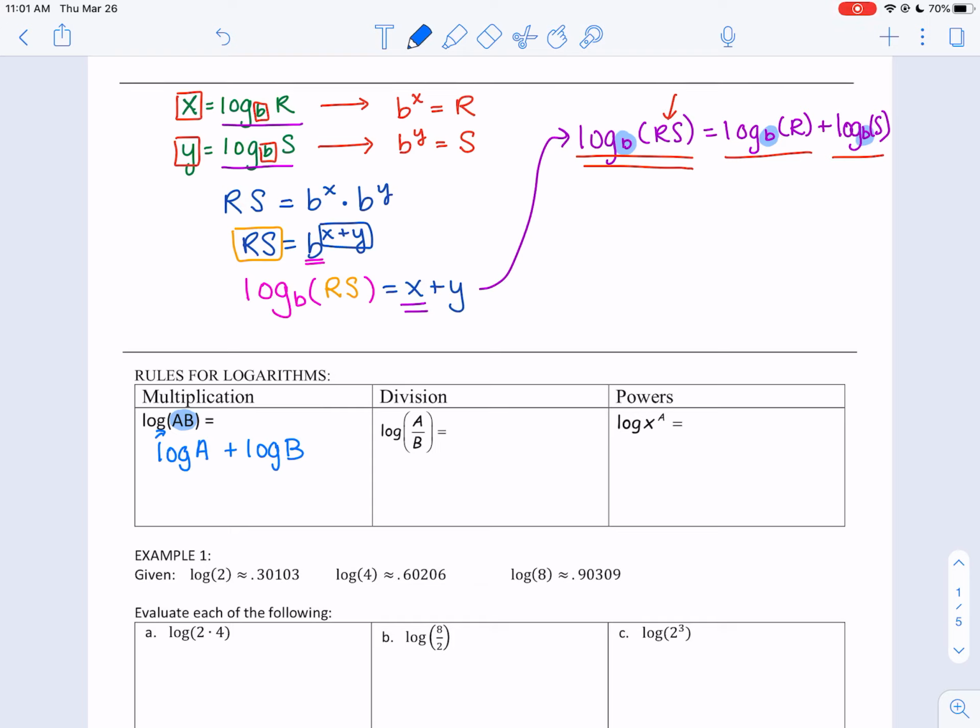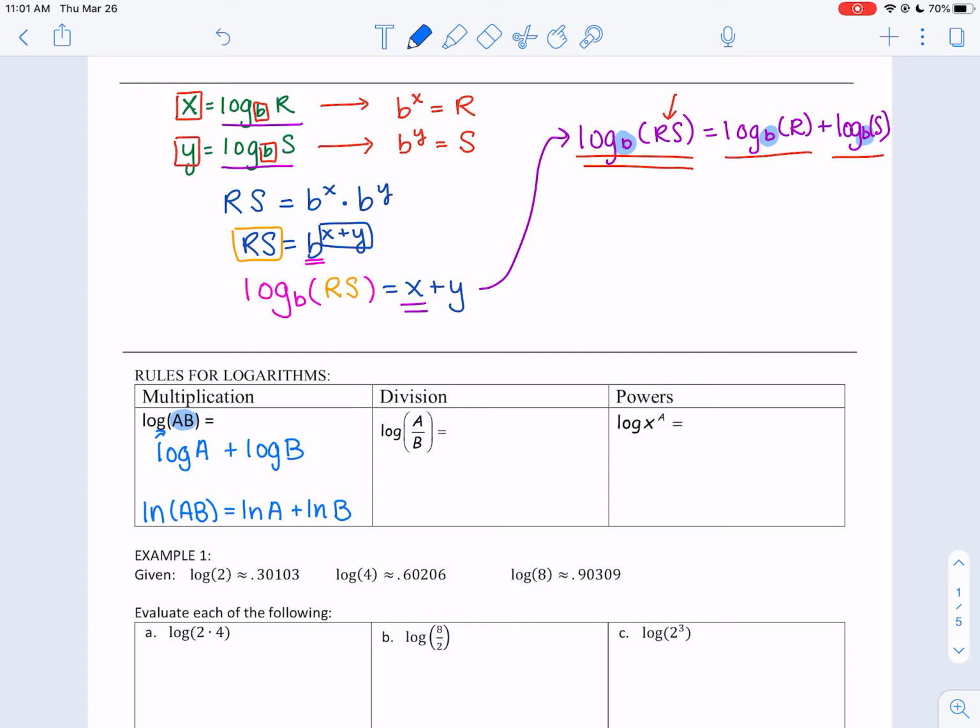We can also write this using a different base, like for instance, what if we use a natural log or ln? If we have ln of AB, just like above, it'd be no different. We'd have ln of A plus ln of B, separating that multiplication by using addition and putting it into two separate logs.